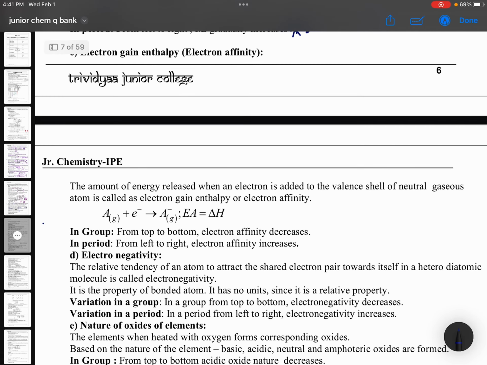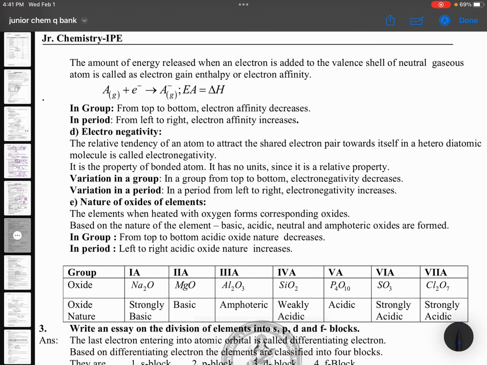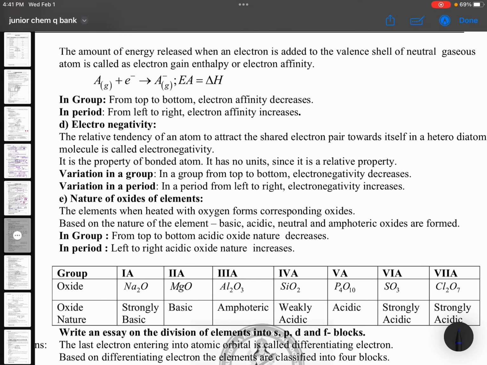Electron gain enthalpy. It is also called electron affinity, the amount of energy released when an electron is added to the valence shell of a neutral gaseous atom is called electron gain enthalpy or electron affinity. Electron gain enthalpy means heat. Electron affinity is addition of electron, so you are adding an electron here. In a group, from top to bottom, electron affinity decreases. In a period, from left to right, electron affinity increases. Reasons, I will tell you at a time.